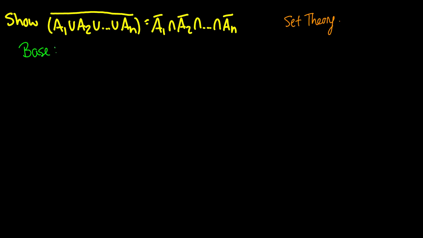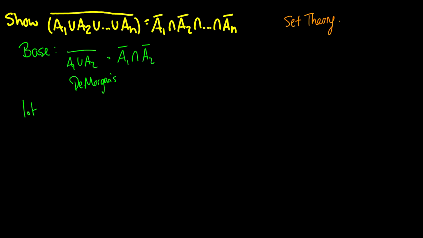Okay, so for the base case, what's interesting here is saying n equals 1 is true is a little bit weird. What we have to do is show that A1 union A2 is equal to the complement of A1 intersect the complement of A2, which we know just by De Morgan's is true. So the base case is handled.